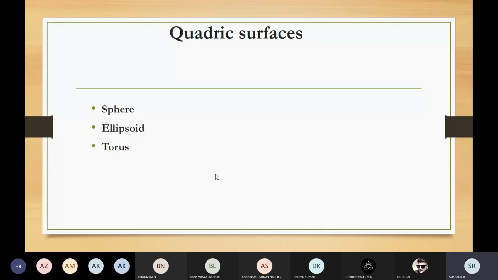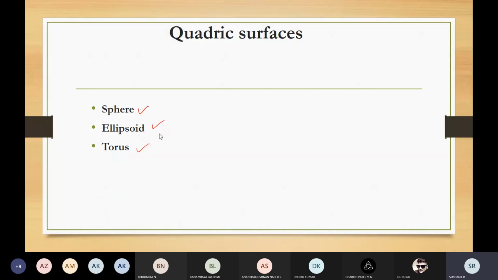We have certain objects which will come under these quadratic surfaces, which include the ellipsoid, and the torus will also come under the quadratic surfaces. So we have these three classes of objects which come under the quadratic surfaces. So how is it defined?